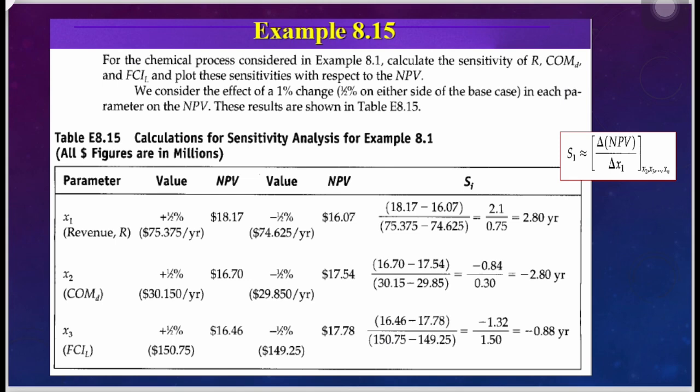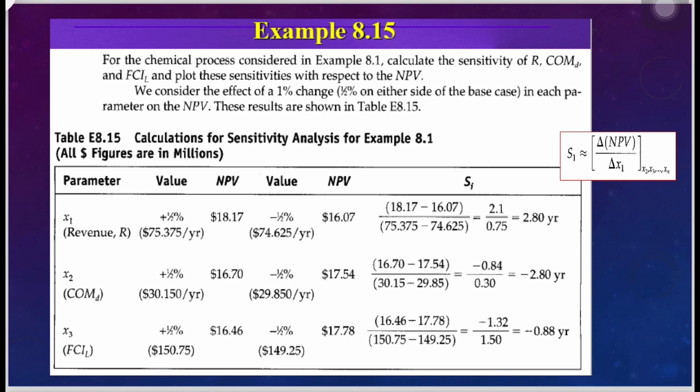Let's look at an example. For the chemical process considered in the example earlier, we can calculate the sensitivity of the revenue, the cost of manufacturing, and the fixed capital investment, and plot these sensitivities with respect to the NPV. So we consider the effect on the NPV of a 1/2% change on either side of the base case in each parameter.